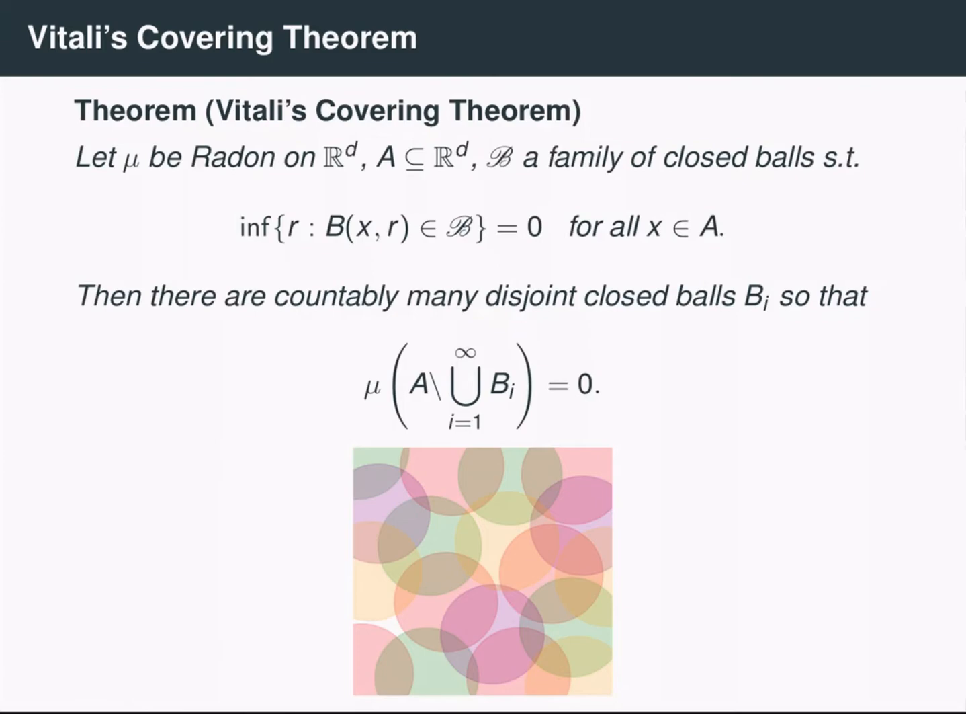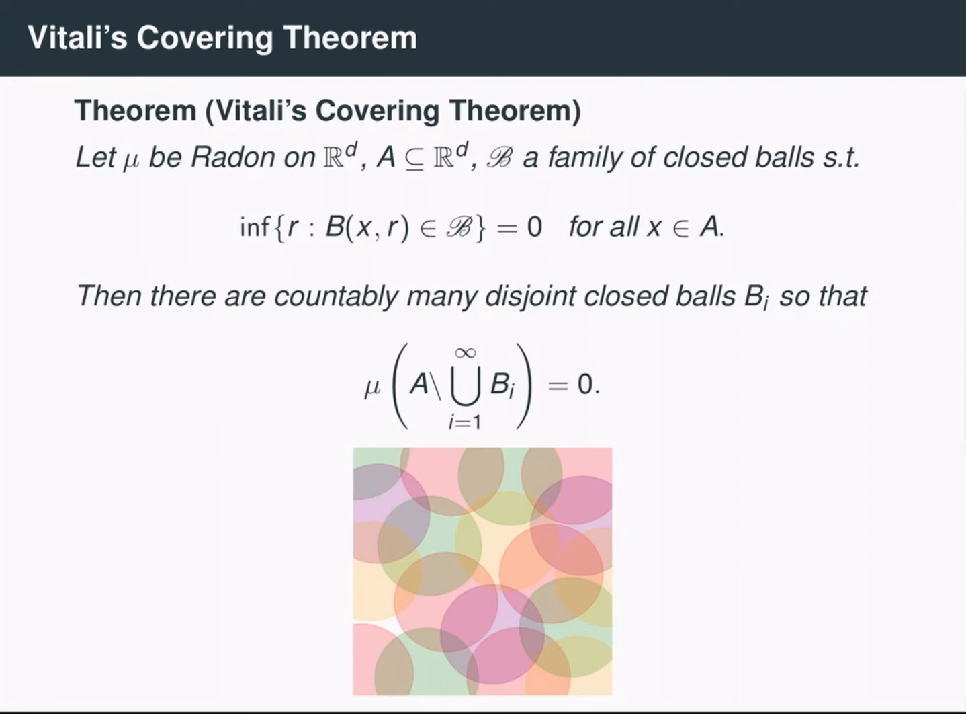Suppose we have a Radon measure mu, a subset A of Euclidean space, and a collection of closed balls such that for any point in the set A, we can find arbitrarily small balls centered at that point. Then we may find a countable subcollection of balls that cover A up to a set of mu measure 0.